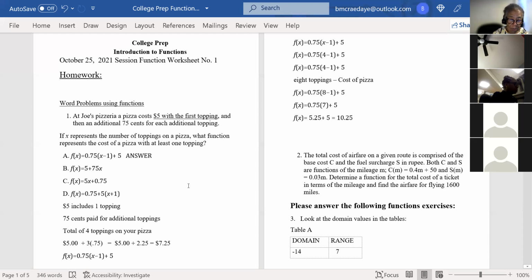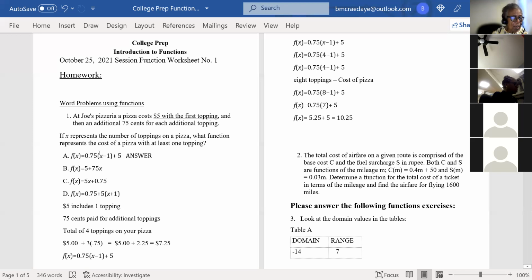Okay. This was always hard for me to do, even when it was going at the other classes, it was kind of hard. So that's why I'm going through it, to make sure you understand it. Whatever number of toppings you put in here for X, you'll get the right answer.